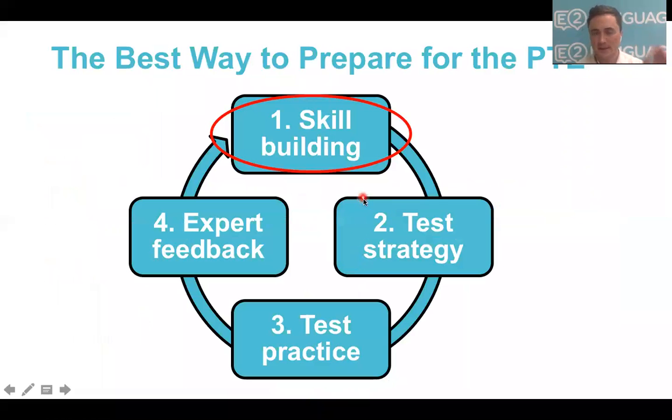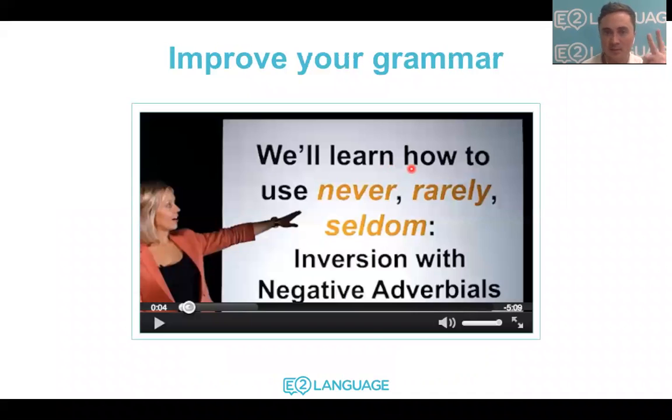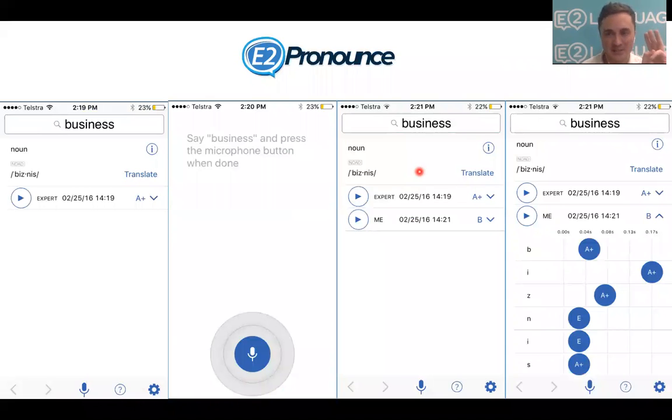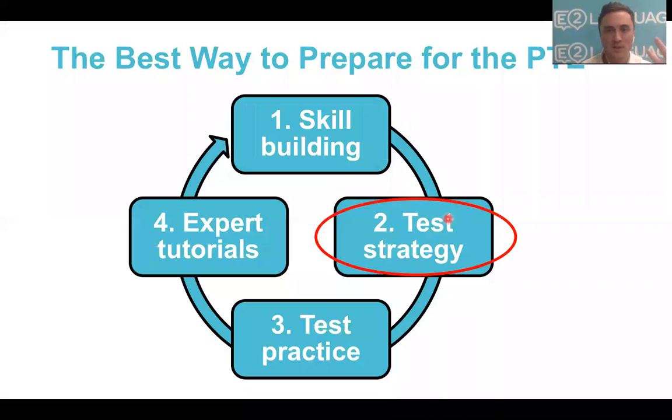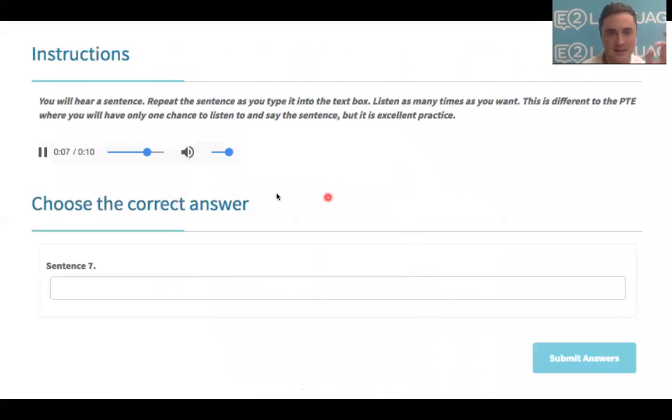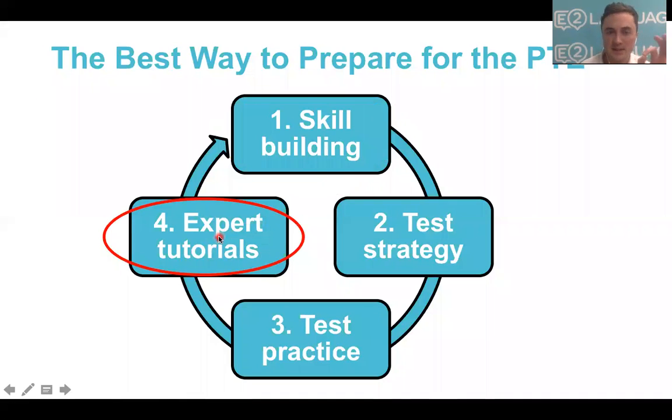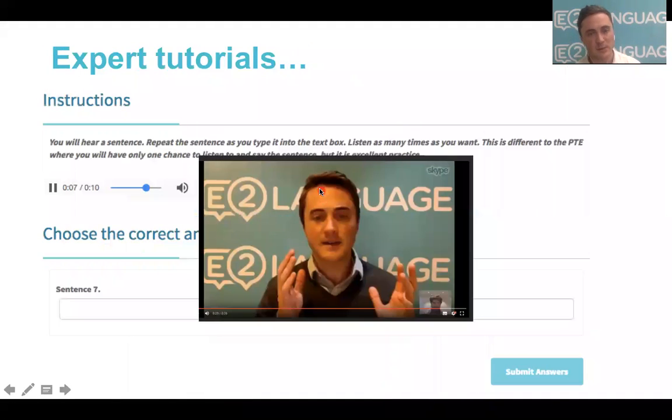How to prepare? If you're beginning your PTE preparation, or it doesn't matter actually, even if you've been doing it for a while, you need to start with skill building: build your vocabulary, improve your grammar, improve your pronunciation. Test strategy: watch webinars like this one or the other 12 webinars we have on the website. Test practice: we have test practice for repeat sentence on e2language.com. In fact, you can also take expert tutorials who can help you. Someone like me, when I had a better haircut, can actually sit with you and go through it with you.